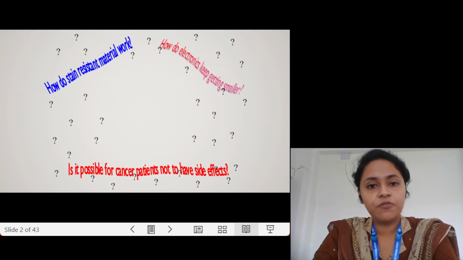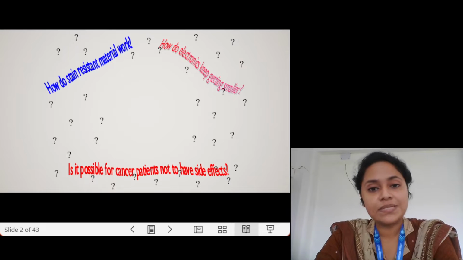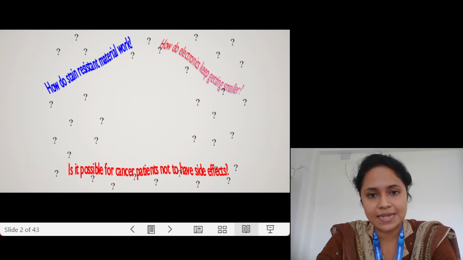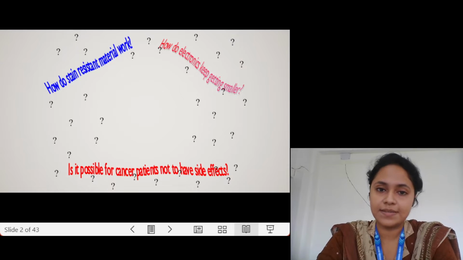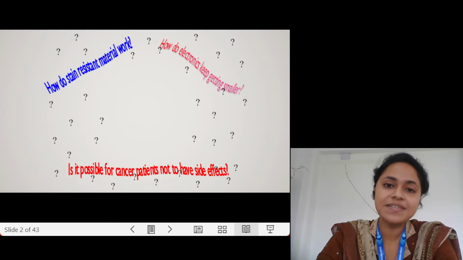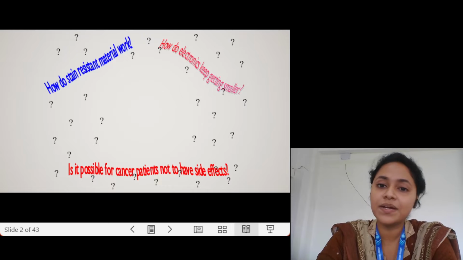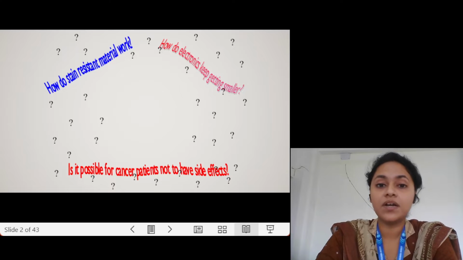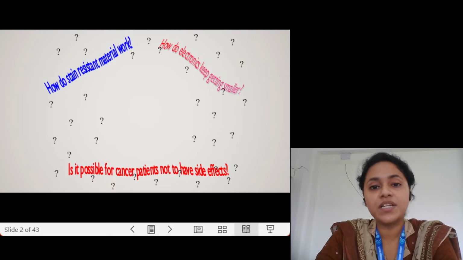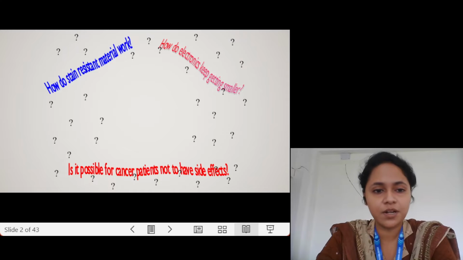Basically, before going into the subject of nanoscience and nanotechnology, we should first understand why in different branches of science, let it be physical science or chemical science or biological sciences, nowadays there is implementation of nanotechnology. So what is the reason behind that? Is there any particular reason or any particular goal that needs to be achieved by implementing nanotechnology?